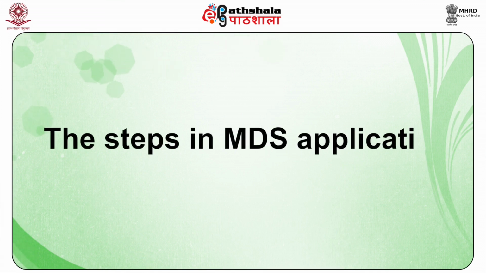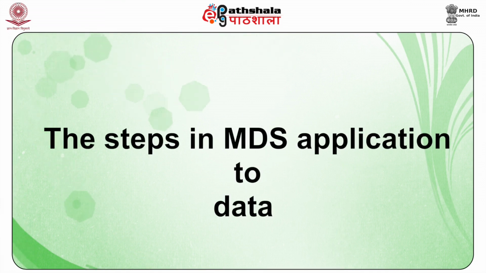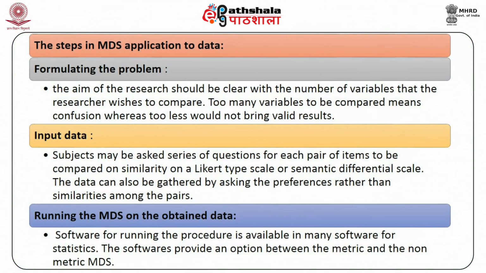The method used to find the relationship is isotonic regression, and an example of non-metric MDS is Guttman's smallest space analysis. Let us analyze and look into the steps in MDS application to the data. There are several steps in applying the MDS to the research.